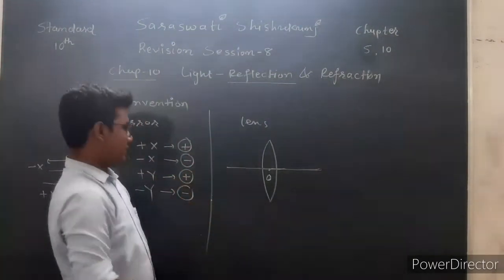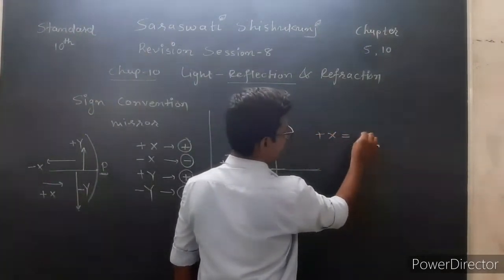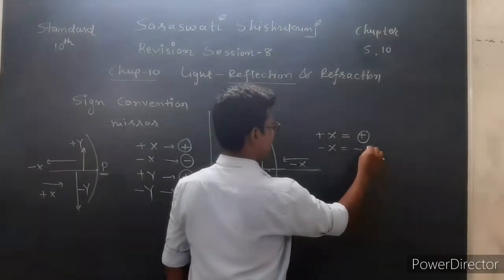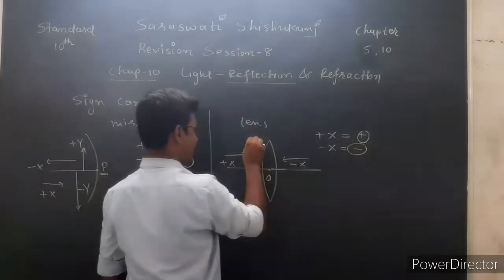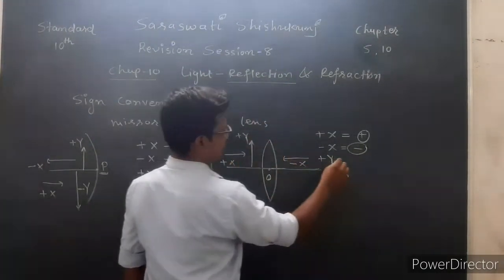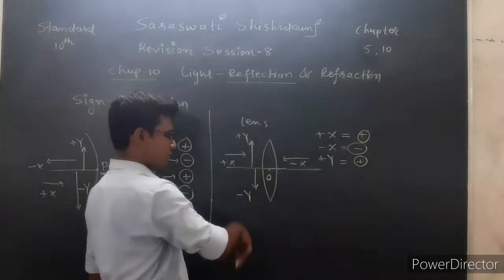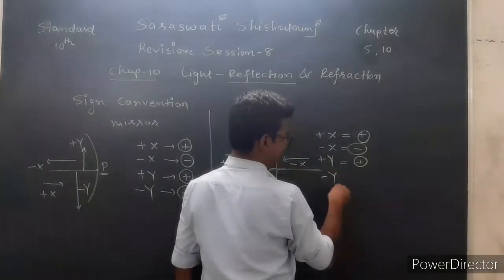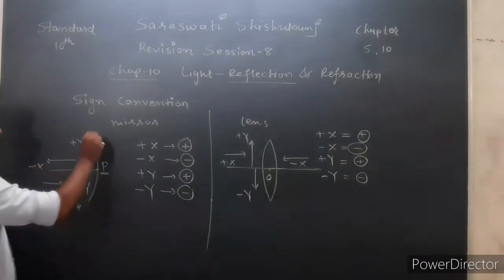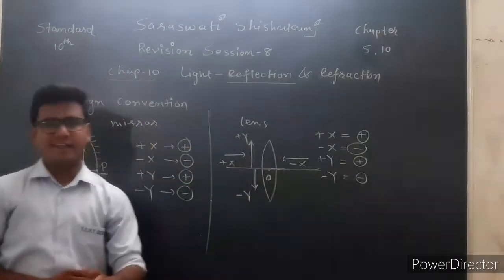Similarly, here we will get the same, right? For positive x direction, we get the value positive. For negative x direction, we will get the value as negative. For the upward direction from the principal axis, that is positive y direction, so our value is positive, and if it is in the downward side, that is minus y axis, so in minus y direction we get it negative, right? So this way we can understand sign convention for mirror and sign convention for lens.